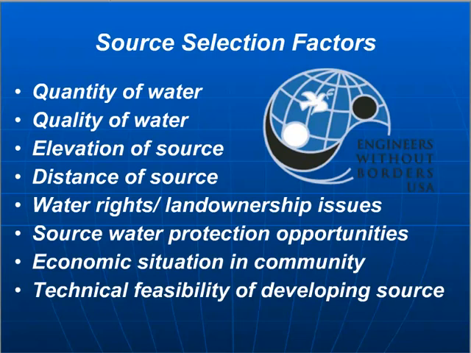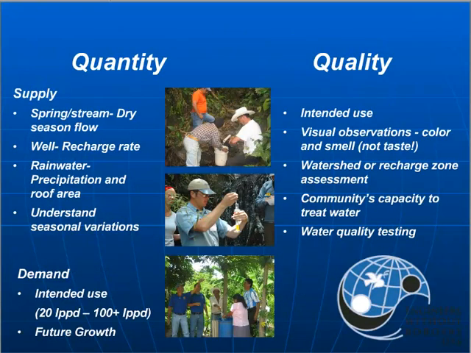And then also just the inherent technical feasibility of developing a source. The rainwater catchment example: if you have a community with all thatched roofs and there's not the potential for improvement of the roof, then rainwater catchment's not going to be an option, just technically speaking. So these next slides are going to go into a little more detail on the quantity and quality.